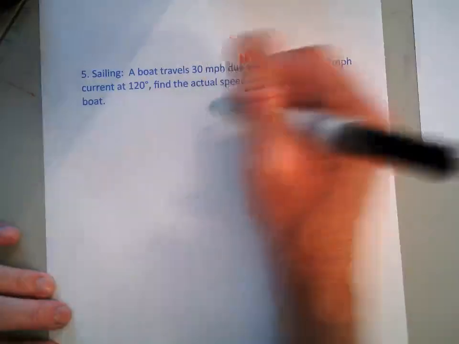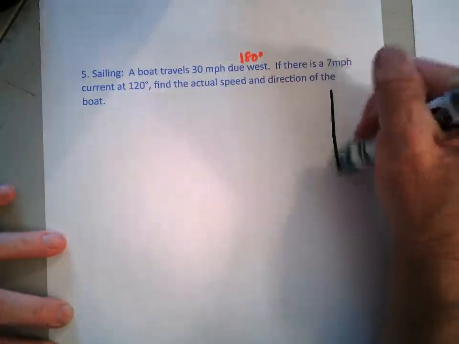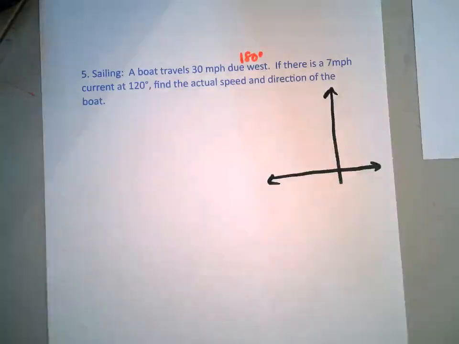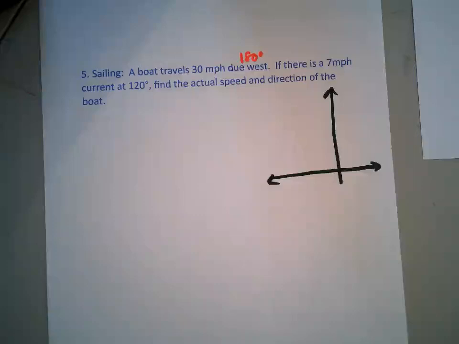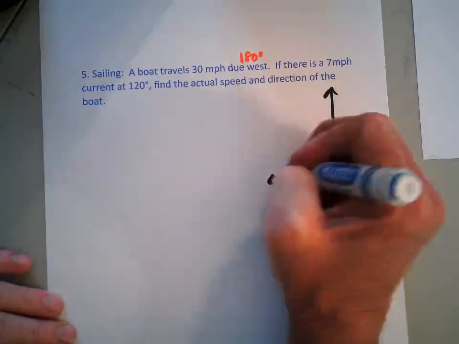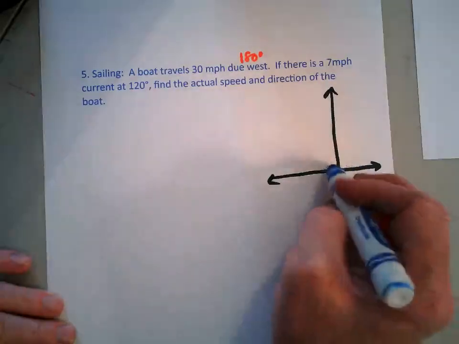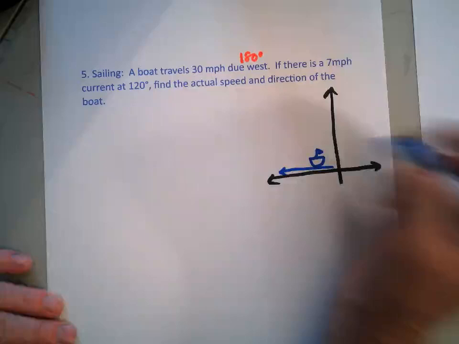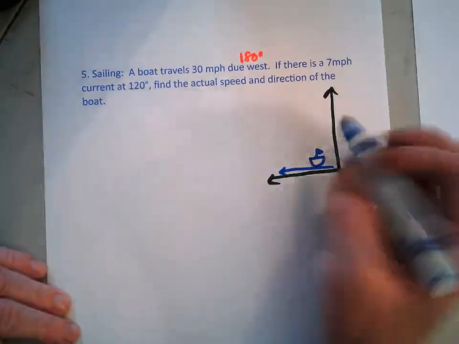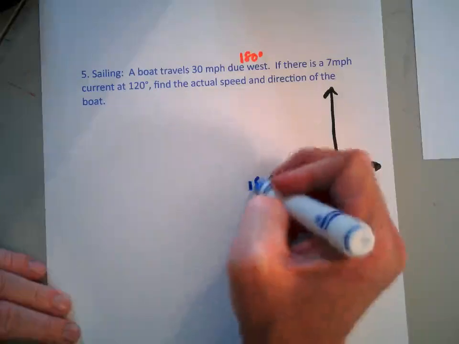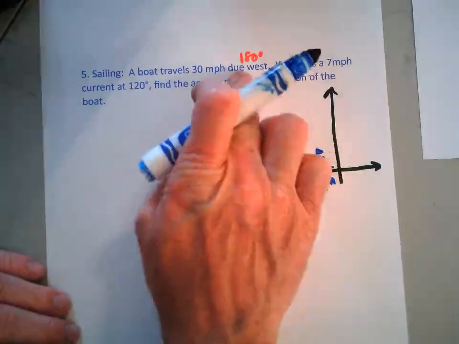Okay, so I'm going to draw the picture over here. We have a boat that's traveling due west, going this way. There's the boat, 30 miles per hour, and it's going at 180 degrees. We know that because it's going due west.